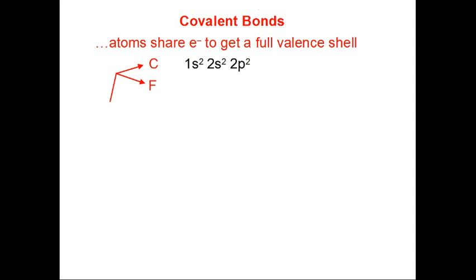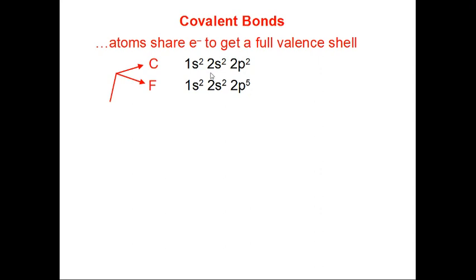Carbon, 1s2, 2s2, 2p2, so you have 4 valence electrons. Fluorine, 1s2, 2s2, 2p5, so you have 7 valence electrons. So every fluorine is trying to get one electron, and every carbon is trying to get 4 electrons.